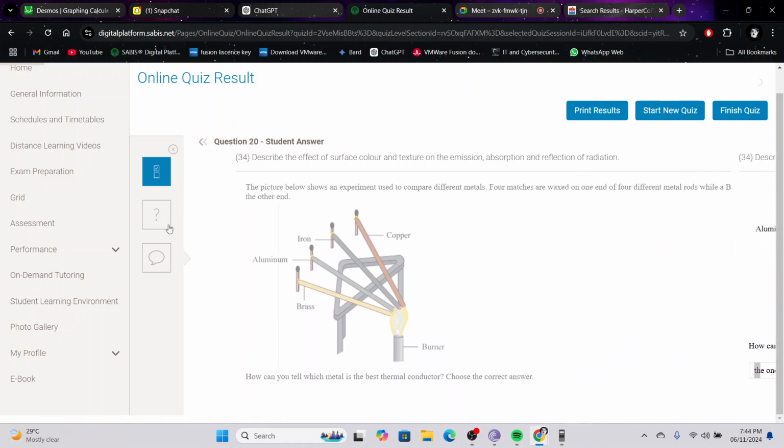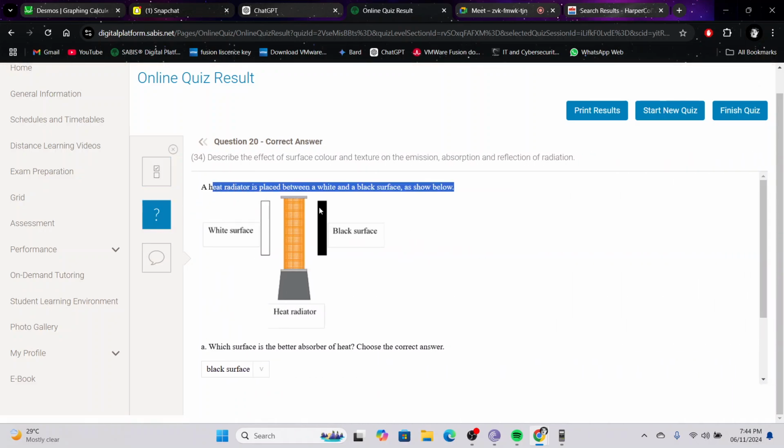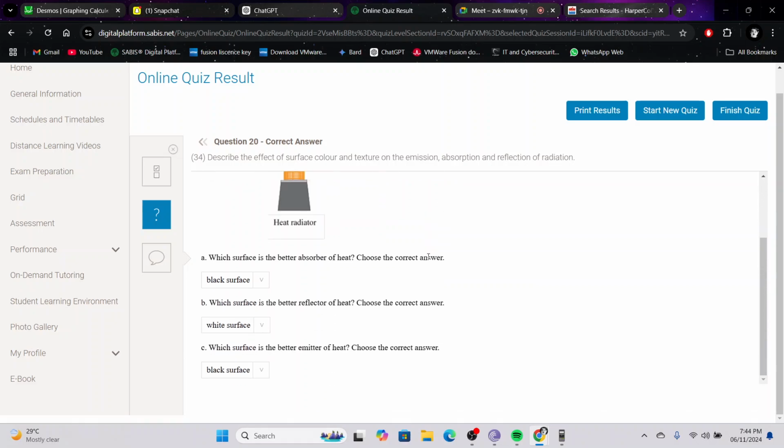Okay, question 20, which is the last question. A heat radiator is placed between a white and black surface as shown below. Which surface is the better absorber of heat? Black surface, we said it. Which surface is the better reflector of heat? White surface. And which surface is the better emitter of heat? The black surface.